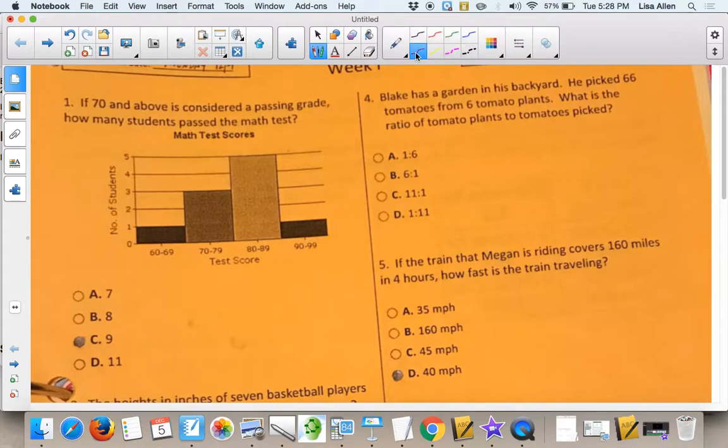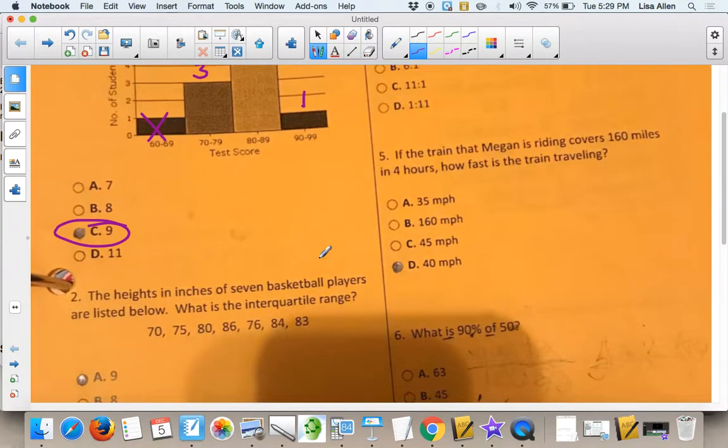Okay, so in this case I have 3 here, and I've got how many? 5 here, and then I've got another 1 here. But we can't count this one because from 60 to 69 it's not passing. So it looks like you got the answer right for that one. Okay, so we would just add 3 plus 5 plus 1. Okay, going on to the next one.